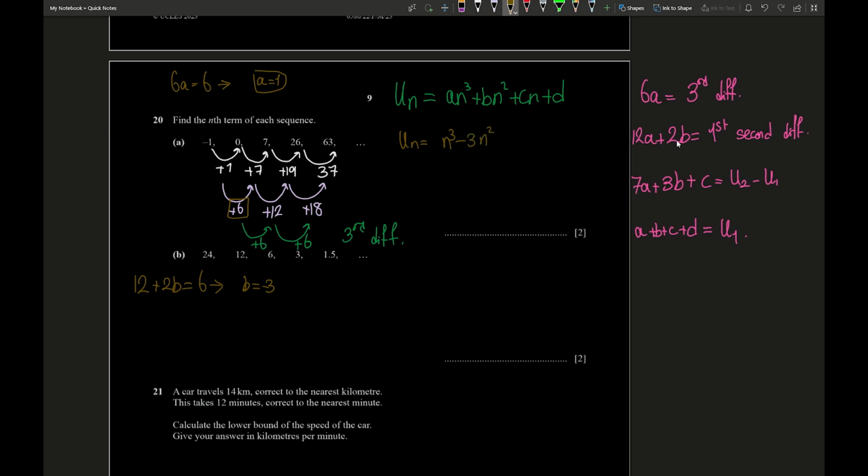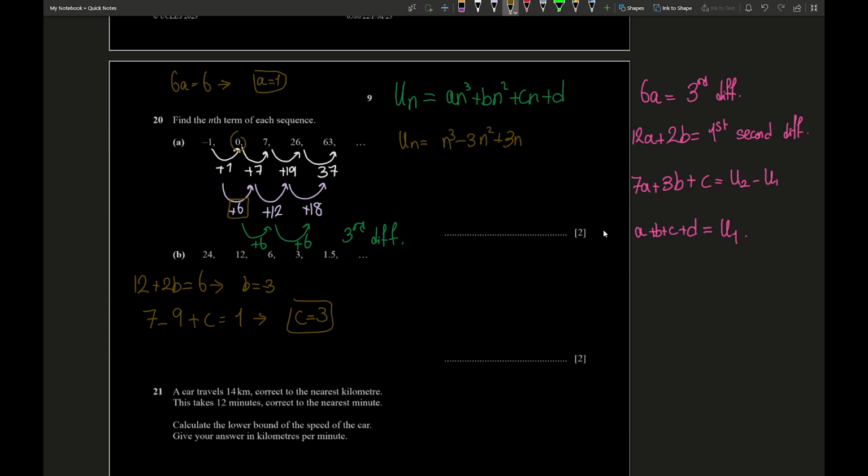Now we need to find the value of c. So we'll use the third equation. So 7a, which is basically 7, plus 3b, which is 3 times -3, which is -9. So 7 minus 9 plus c is equal to u2, which is 0, minus u1, which is -1. So 0 minus -1 is equal to 1. And c should be equal to 3. So un is equal to n raised to the power of 3 minus 3n squared plus 3n.